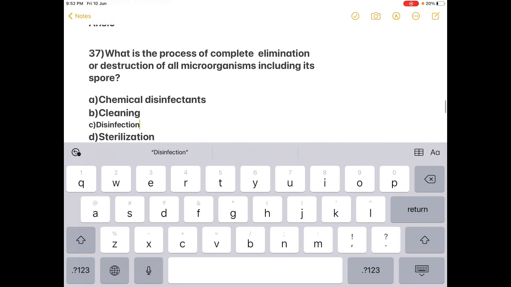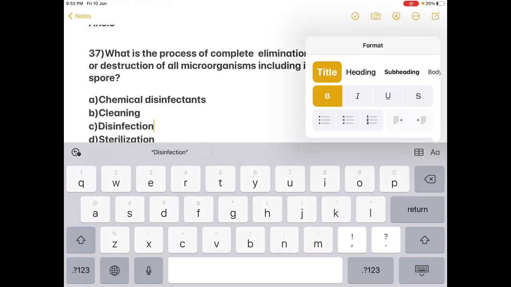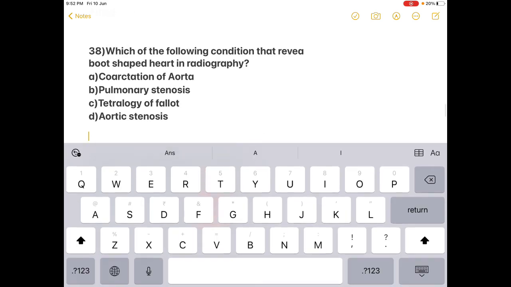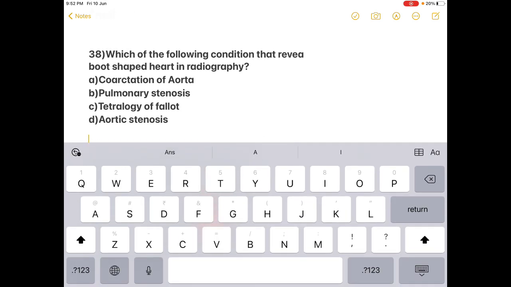This is also a very simple question. What is the process of complete elimination or destruction of all microorganisms including its spores? This is the definition of sterilization. So the correct answer here is D, sterilization. I think we all know this answer. This is a very common question.